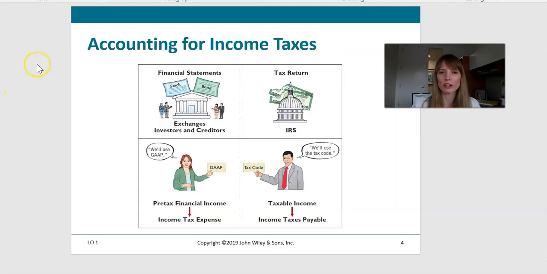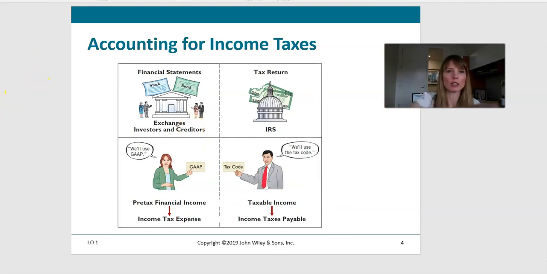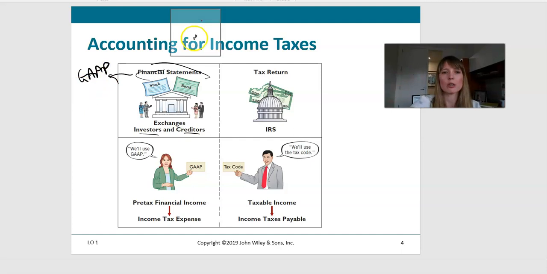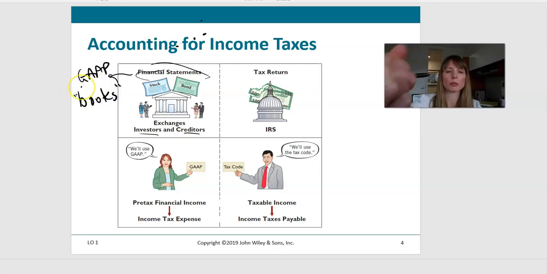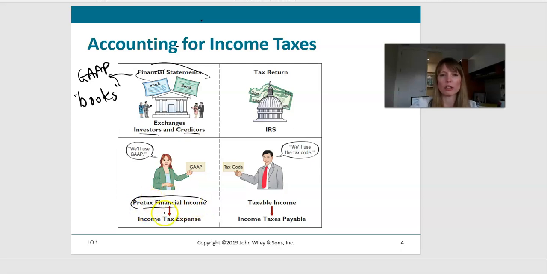Again, on the financial statement side, the purpose is to have a set of consistent rules for SEC filers, for publicly traded companies, to give this information to investors and creditors. We use the terms under financial statements. This is also known as the GAAP reports, and sometimes we call this the books, or simply book amounts. We use the term pre-tax financial income on the income statement. Sometimes we call this income before taxes. They mean the same thing.